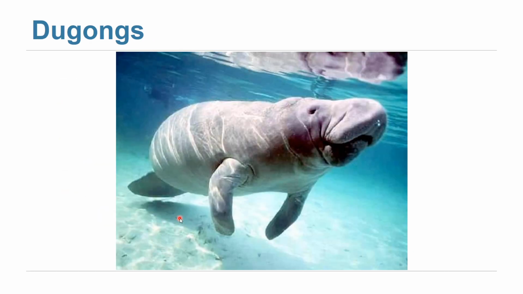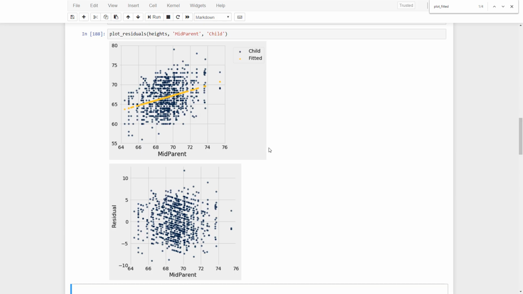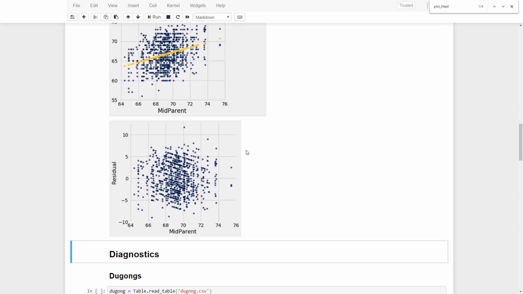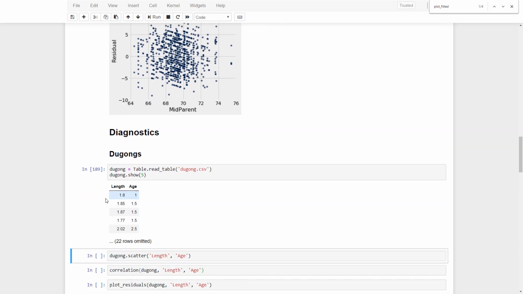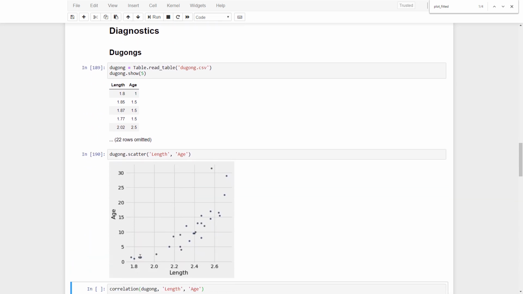We will continue with another demo, which is called dugongs. Dugongs are a type of marine animal whose age we can estimate given their length. Let's see a demo on this dataset and then draw a conclusion. The dugongs dataset has two columns, the length and the age. Now let's plot the scatter plot of this dataset. We'll see that there is, of course, a positive correlation between the length of the animal and the age of that animal.